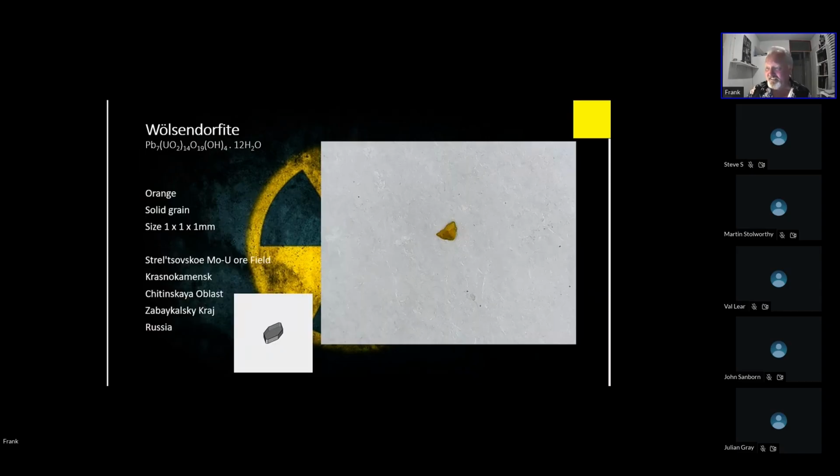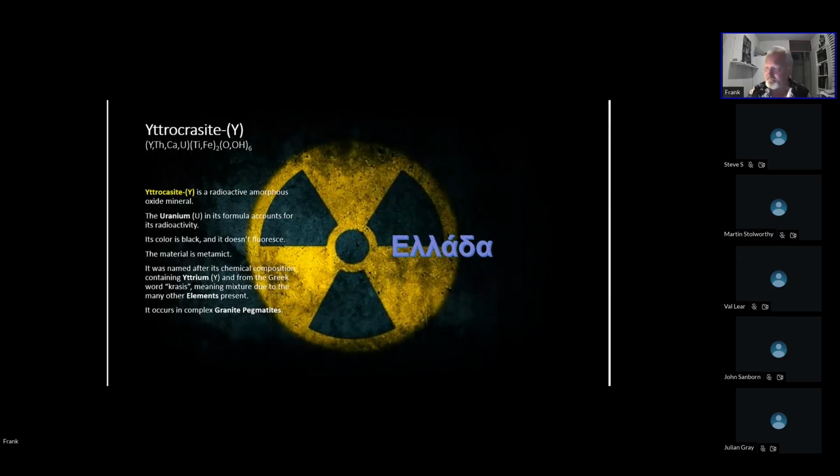Vandendriesscheite, another orthorhombic oxide mineral. Its color is orange to amber brown, and again it doesn't fluoresce. The material forms flattened crystals, and it was named after Belgian geologist Adriaan Vandendriessche, who was also a professor at the University of Ghent, and well, he died even younger than the other one. It occurs in the oxidation zone of uranium-bearing mineral deposits. I only have orange-yellow microcrystals on matrix from the Novazza mine in Bergamo, Lombardia, Italy.